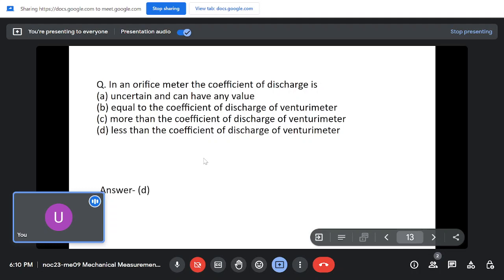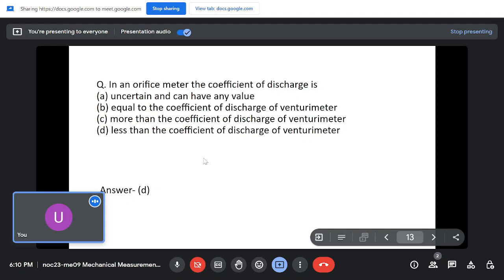So in this case, the answer is option D. It will be less than the coefficient of discharge of venturi meter. CD comes from the expression for flow rate, where you get an expression in terms of velocities, pressure differences, densities, and so on. In that, you multiply with a constant CD, which depends upon the type of flow meter which you use.